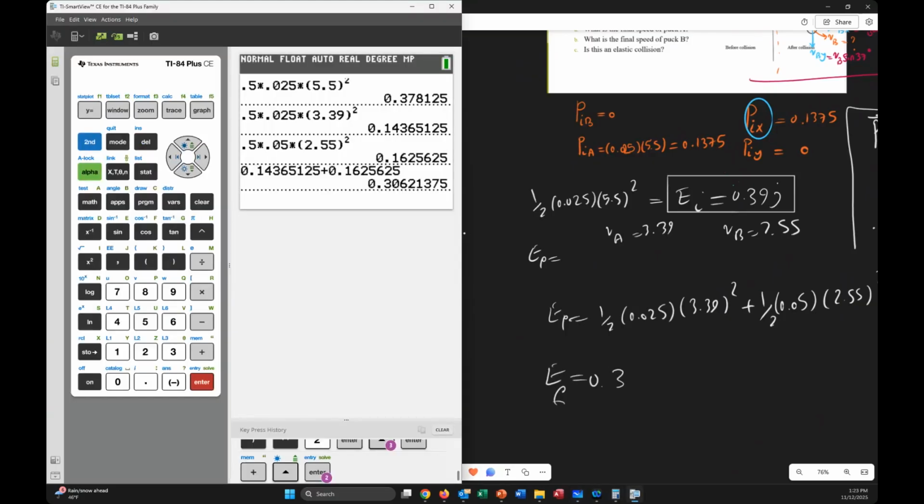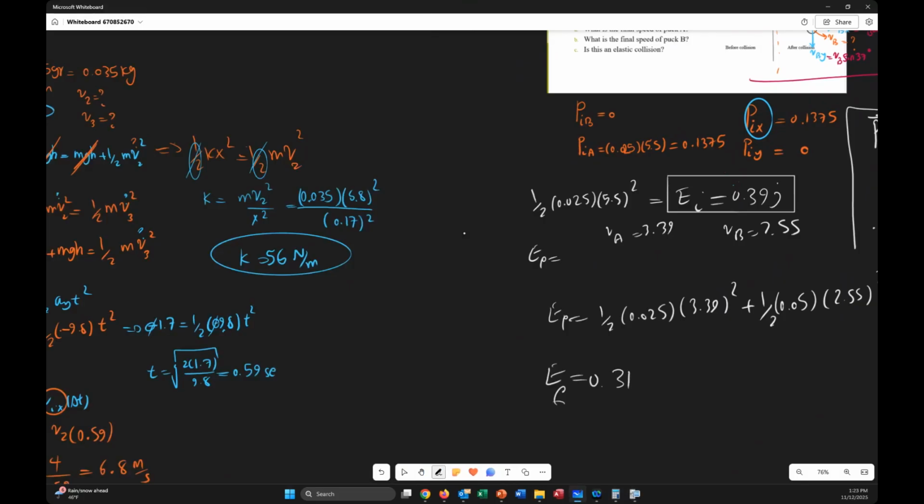Okay, if we round it, it means that the energy is not conserved. There is a little difference. So it is not elastic then. Energy is being lost.